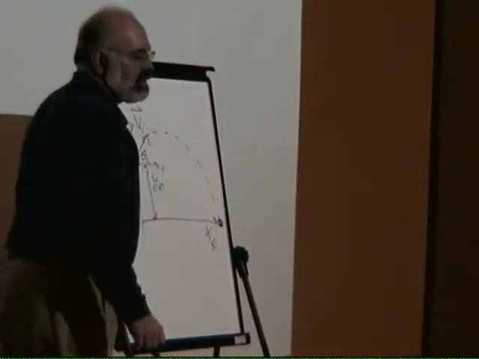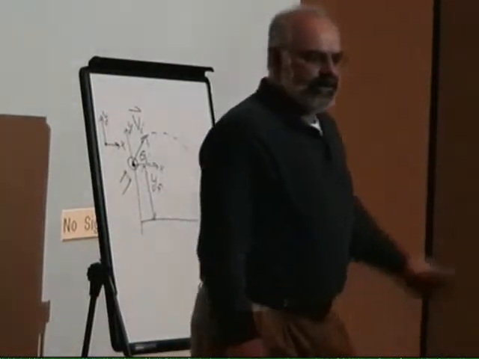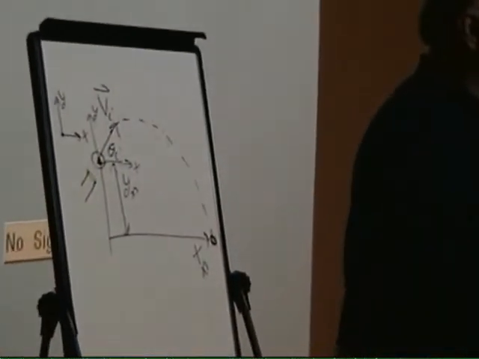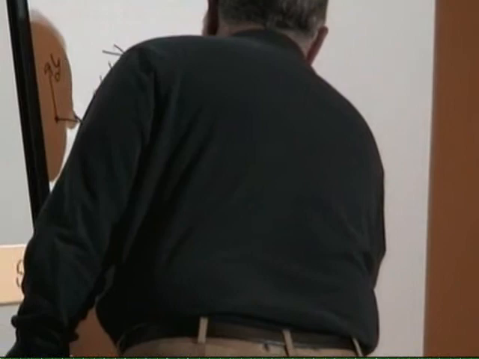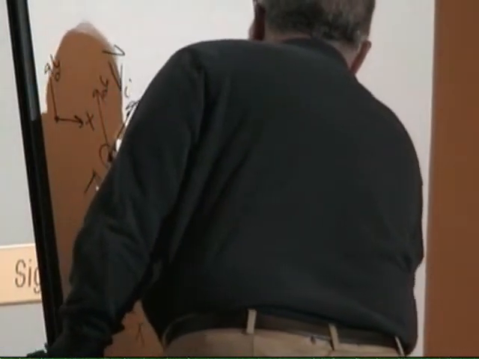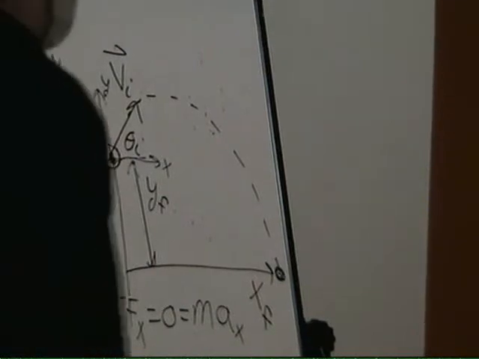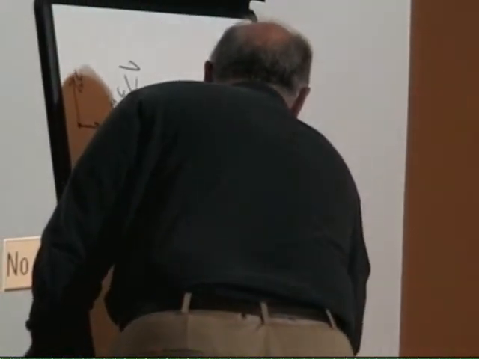Anybody remember our equations? When we do analysis of projectiles, we have to work with x and y separately, yeah? And our equation is the sum of the forces in the x direction, which we said is 0, is mass times the acceleration in the x direction. You guys remember that stuff? If the acceleration is 0, what does that tell us about the velocity in the x direction?